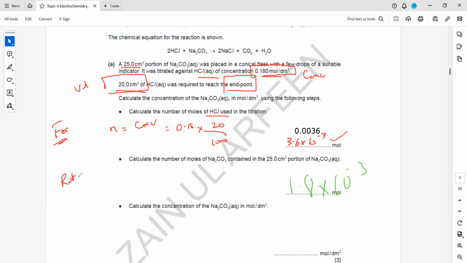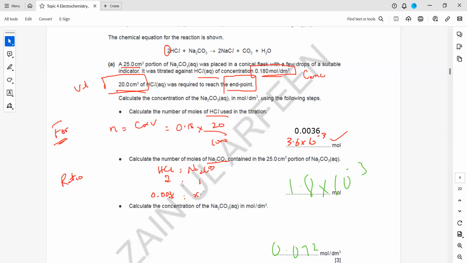The second part, we'll use a ratio for sodium carbonate. So we'll take a ratio between hydrochloric acid and sodium carbonate. What is the ratio between them? According to the equation, if we have 2 moles of hydrochloric acid, we'll have 1 mole of sodium carbonate. So the ratio is 2:1. In the question, we had moles of hydrochloric acid, which is 0.0036.